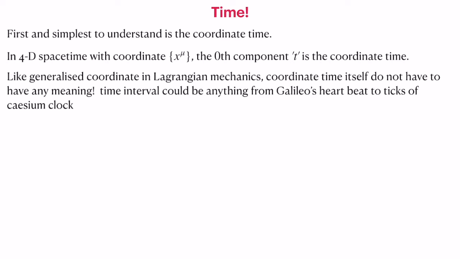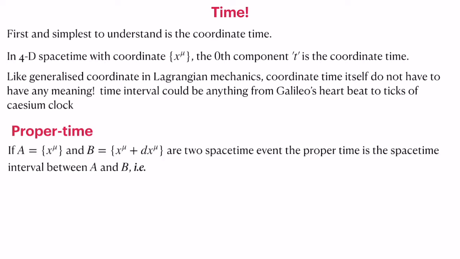Like a generalized coordinate system in Lagrangian mechanics, a coordinate itself does not have any meaning. What matters is the time interval, or ticks, which could be anything. It could be Galileo's heartbeat, or the swing of a pendulum, or the tick of a cesium clock. What is important is the proper time.